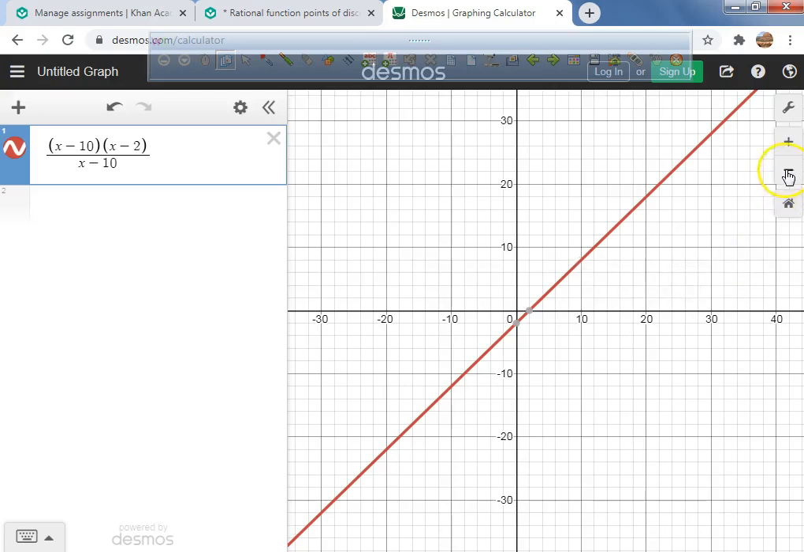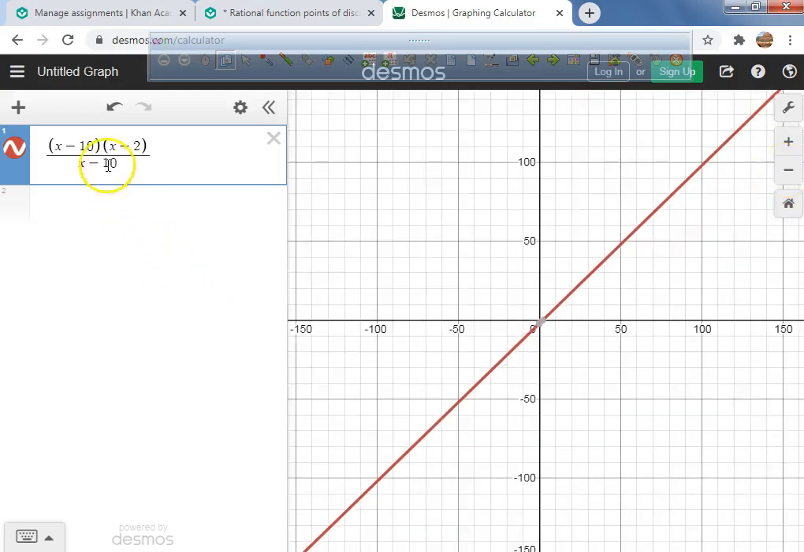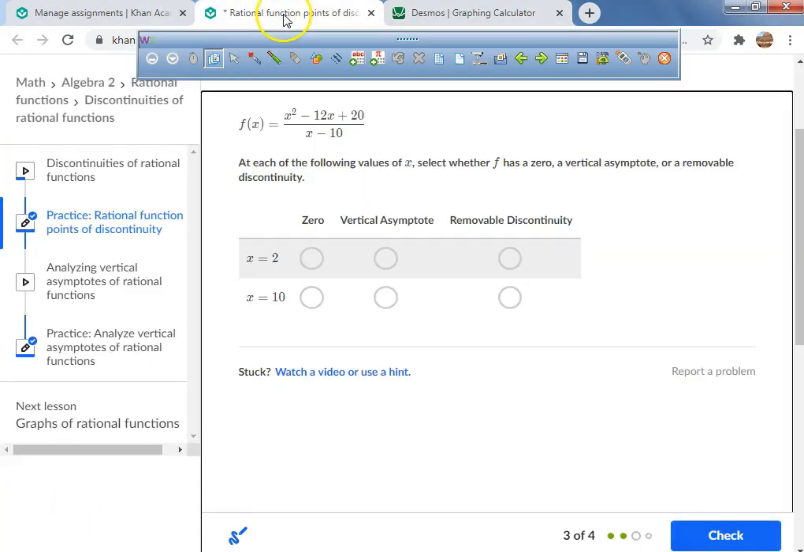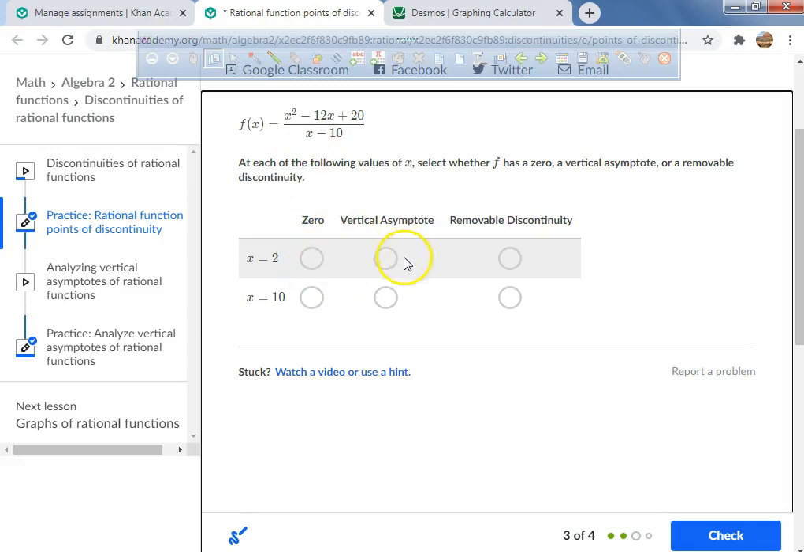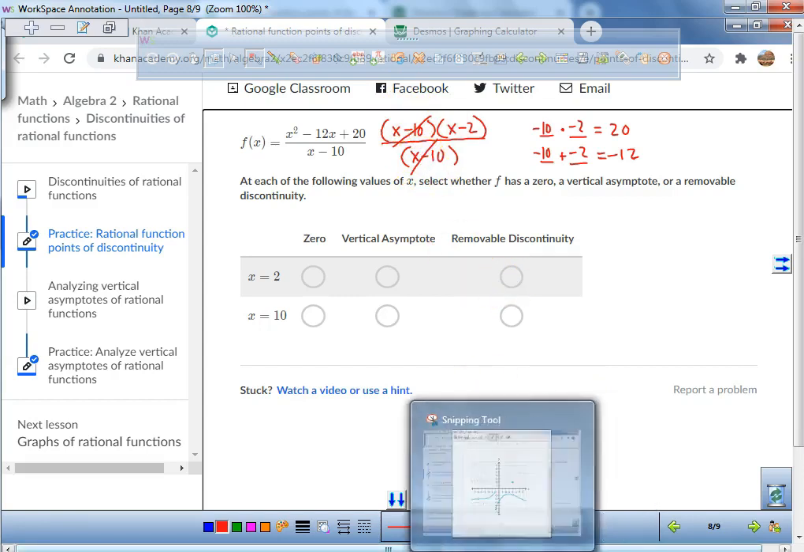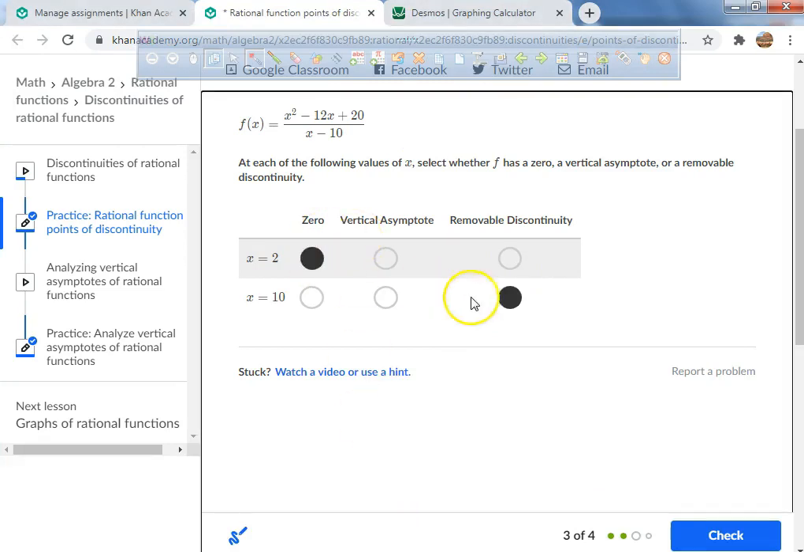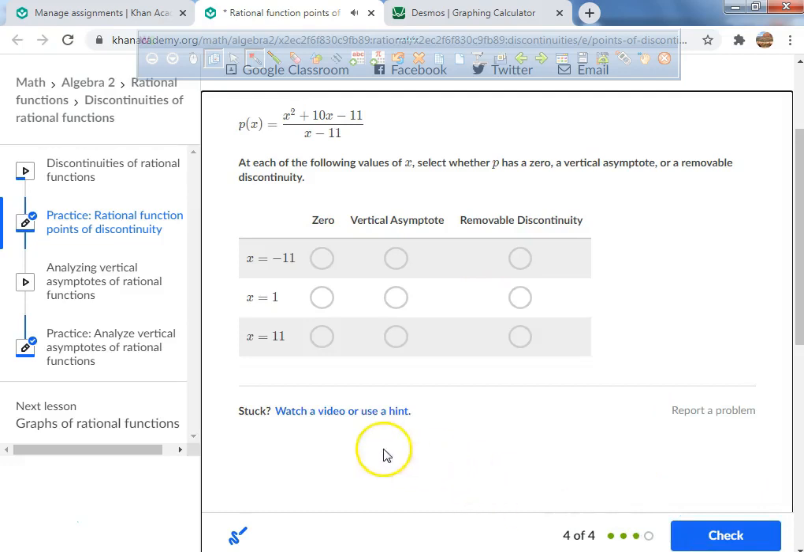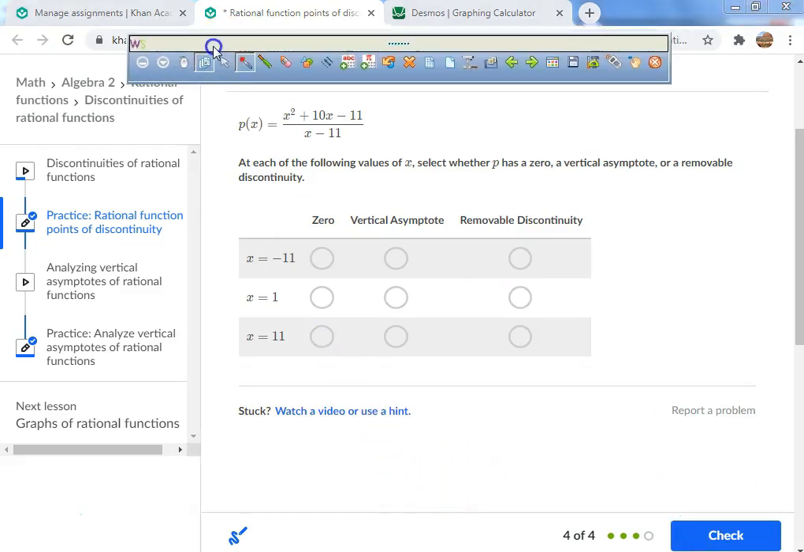Do you see any asymptotes anywhere? I don't see any asymptotes. Do you? I do not. So we have a removable discontinuity at 10, and then we have a 0 at 2. So what happens when these cancel out? It's not an asymptote. It's what's called a removable discontinuity, or a hole. So we have a 0 and a hole. All right, I hope that was helpful. Good luck doing the assignment.